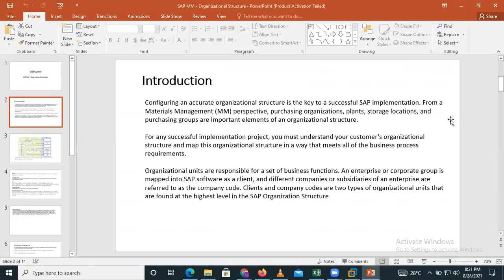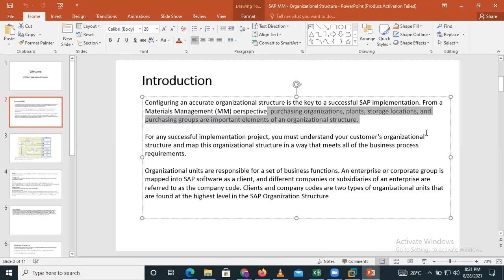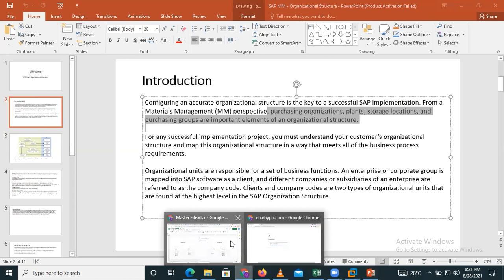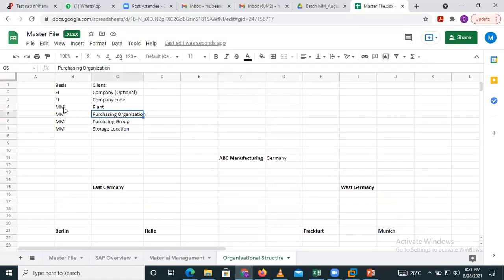Now, from a material management perspective, purchasing organization, plant, storage location, and purchasing groups are the important elements of organization structure, as we discussed. So, in general, there are a lot of organization units, right? But from the material management point of view, these are the four important ones. So the MM consultant is responsible to create or change plant, purchasing organization, purchasing group, and storage locations. So these four organization units come from MM point of view.